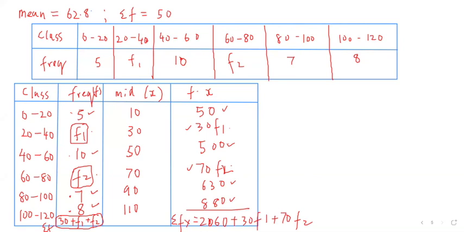So according to the formula, the mean is, this is direct method, okay? We're going to use direct method. We have used direct method, of course. Kushali, can you tell me the formula? Sigma fx by sigma f. Thank you.